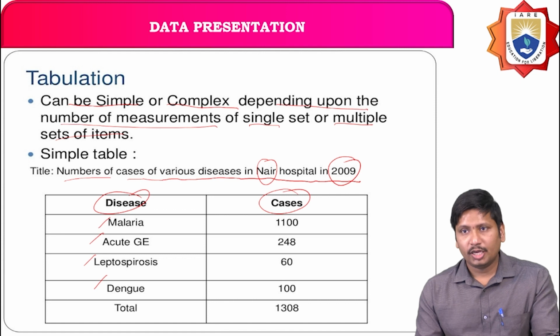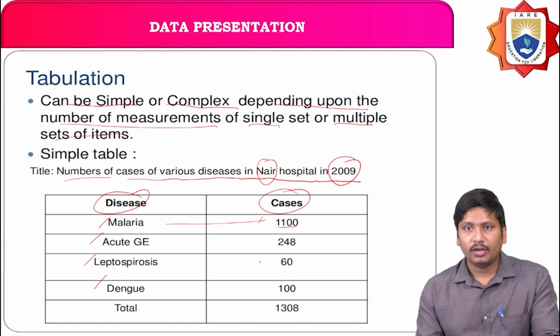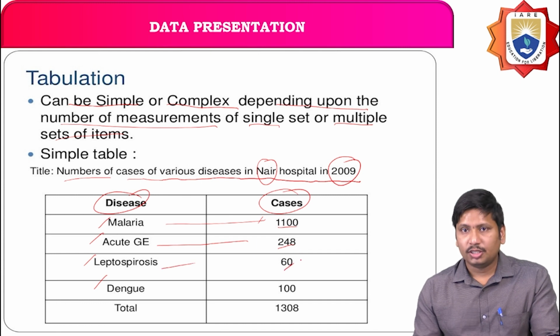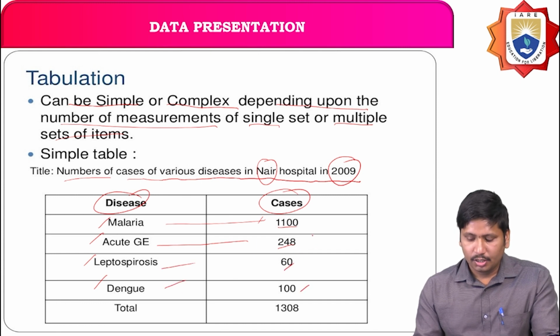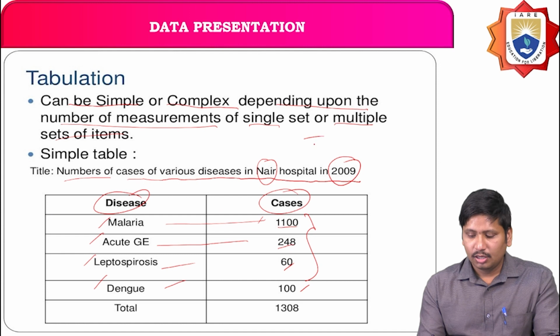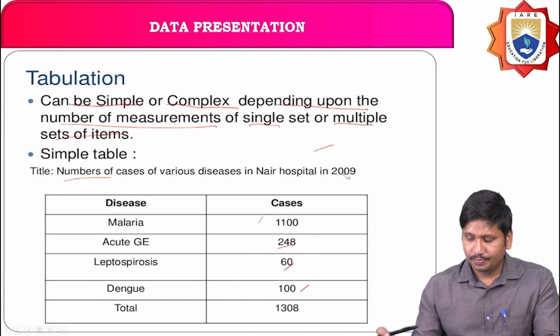Similarly, how many cases are there? For malaria, around 1100 cases are available. For acute GE, around 248, leptospirosis 60, and dengue 100. So I may have the data in the form of text, not in a table. By studying all those lines of text, we represent it in the form of a table. That should be a simple table here.